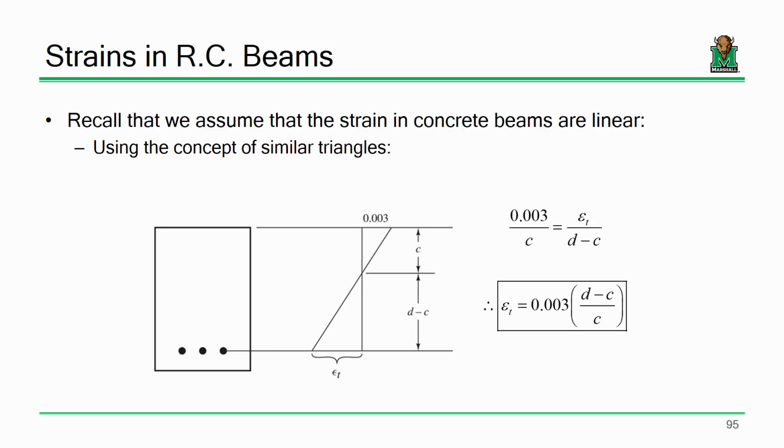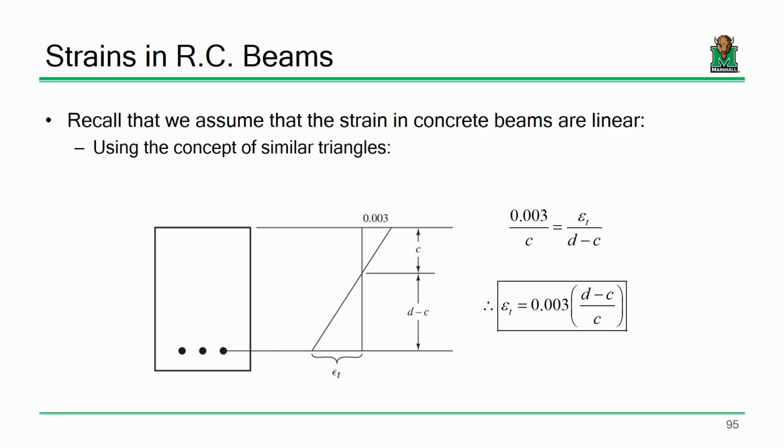So here's the way we do that, and it's basically just similar triangles. This is to this as this is to this. So 0.003, this quantity, is to C as whatever this quantity is to D minus C. It's basically just slope ratios, a lot like what we did in structural analysis. We're ultimately after this quantity here, so take this, multiply it over: 0.003 times the quantity D minus C over C. Does that make sense? That will tell us what the strain in the steel is, okay?